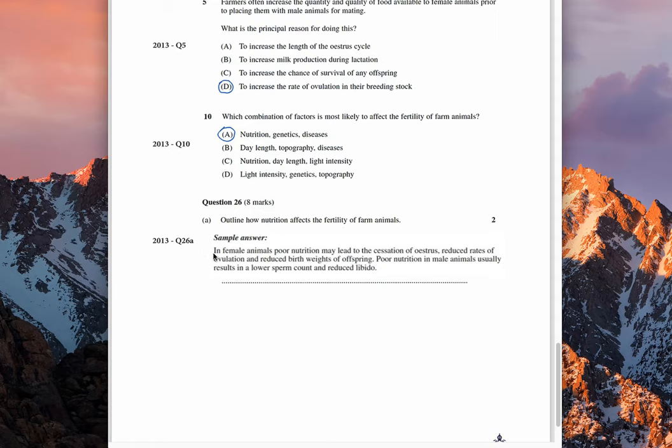You could answer it in many ways, but here's a sample answer. In female animals, poor nutrition may lead to the cessation or stopping of estrus, reduced rates of ovulation, and reduced birth weights of offspring. Poor nutrition in male animals usually results in a lower sperm count and reduced libido. So that's a good answer for 2 marks there.